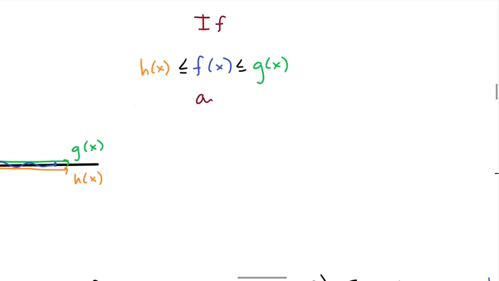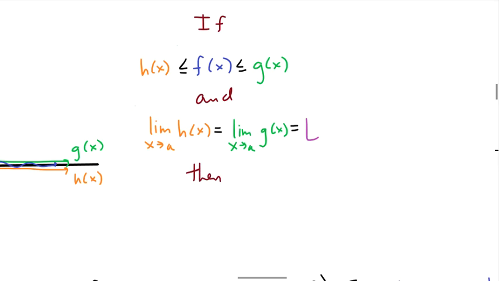So what the squeeze theorem says is that if you have some function f of x, which is bounded by two other functions, which we can call on the lower end h of x and on the upper end g of x, and if the limit as x approaches some number a of h of x is equal to the limit as x approaches a of g of x, which is equal to some number L, then we can deduce that the limit as x goes to a of f of x is also going to be equal to L.